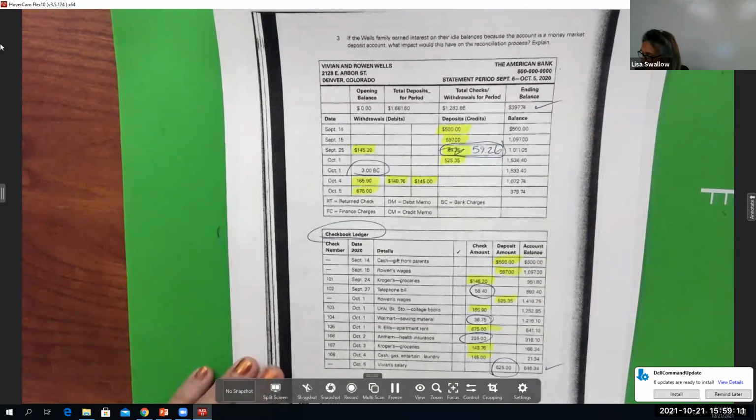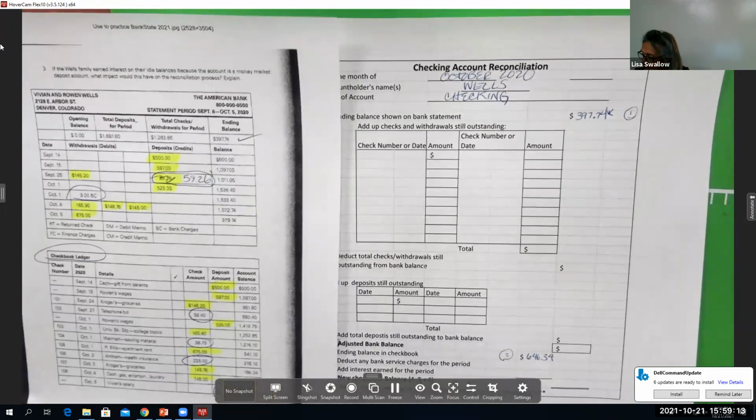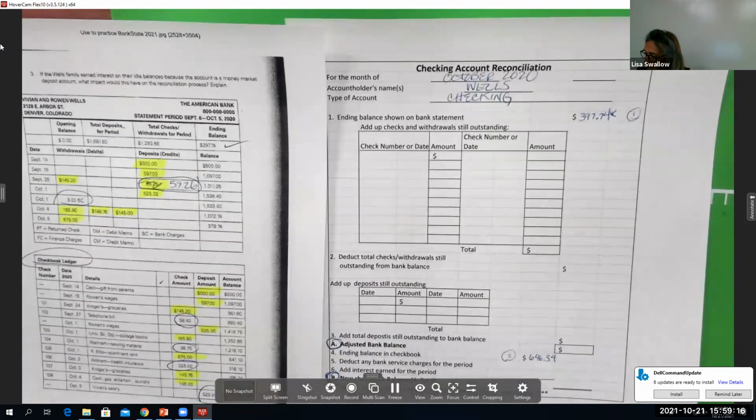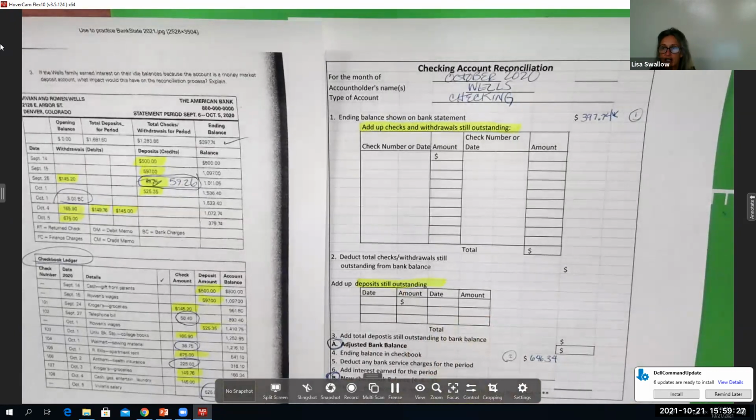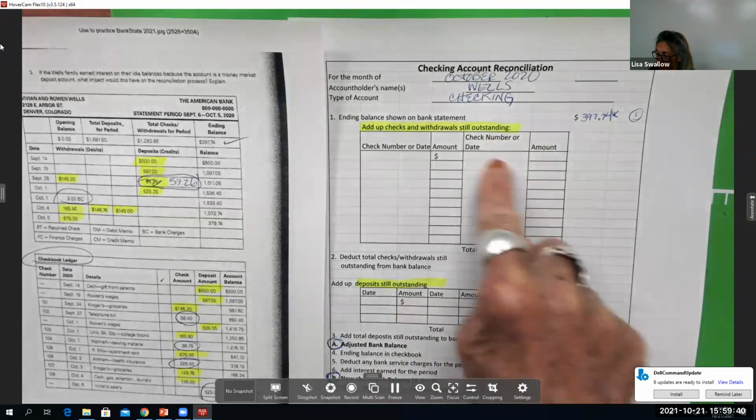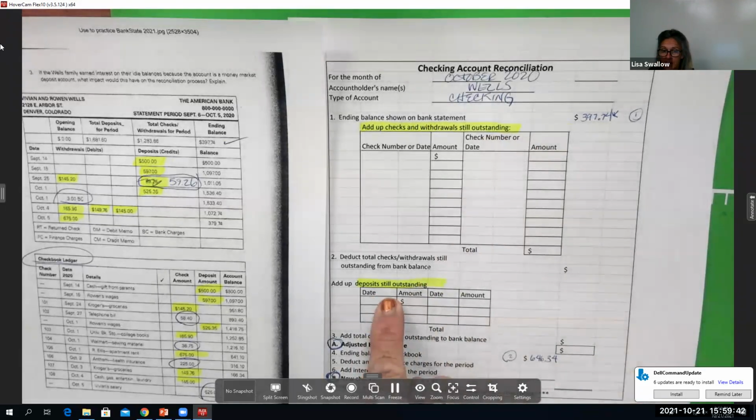Okay, so I'm gonna pull this over and there's 2 things that can happen up here. There's checks that are outstanding and there's deposits that are outstanding. A check that's outstanding is something that I have recorded that hasn't cleared the bank yet. And a deposit, so these are going to be negative numbers, obviously. A deposit still outstanding is something that I've recorded as a deposit, but it hasn't cleared the bank.